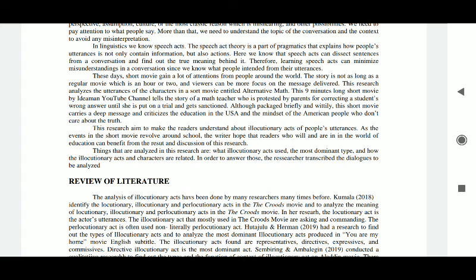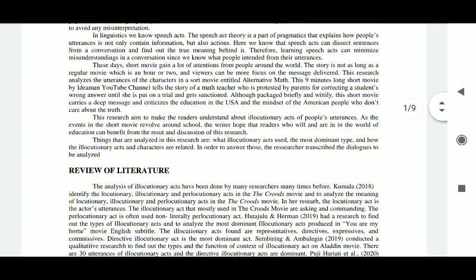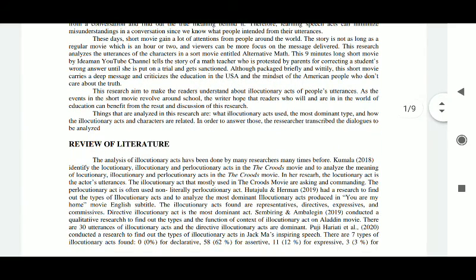The theory is the part of pragmatics that explains how people's utterances are not only certain information, but also actions. These days, short movies gain a lot of attention from people around the world. The story is not as long as a regular movie, which is an hour or 2, and the viewer can be more focused on the message delivered.